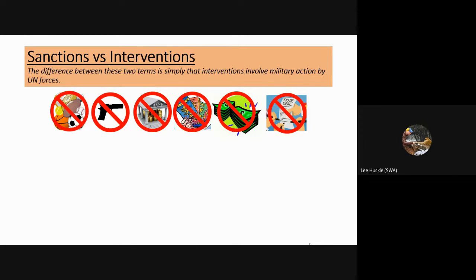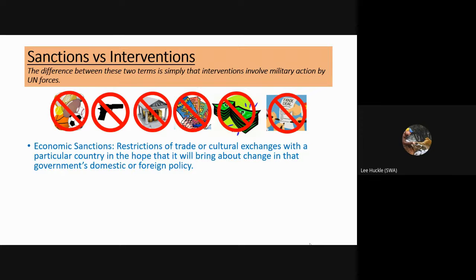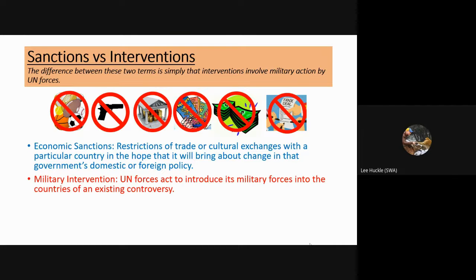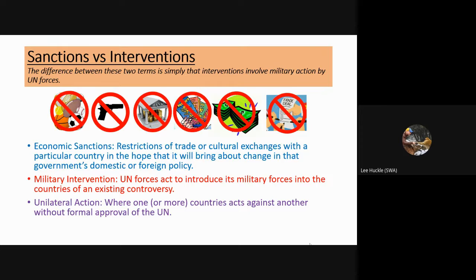We then had a look at sanctions versus interventions and what the difference is between them. So we focused down on what is an economic sanction, what is a military intervention, and what we call unilateral action. So make sure you're clear on the difference between those 3.